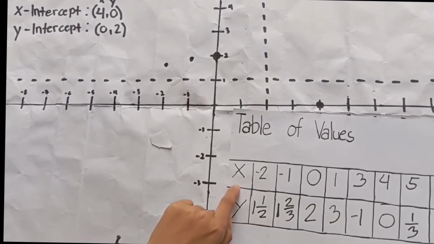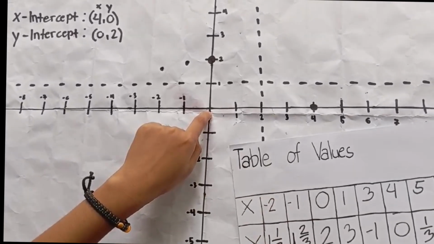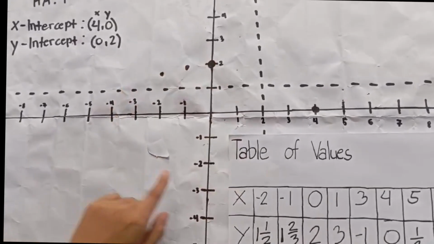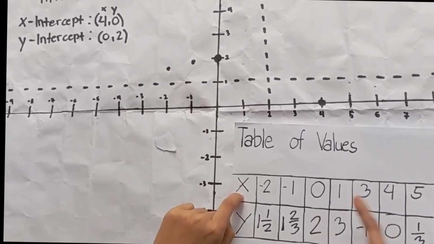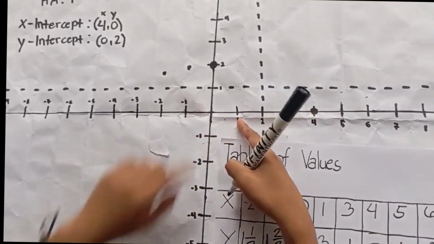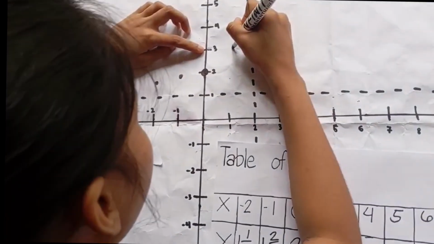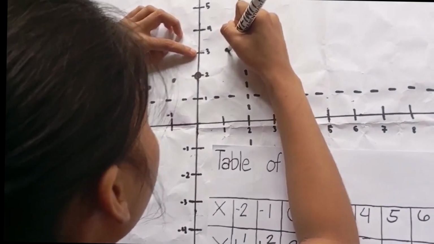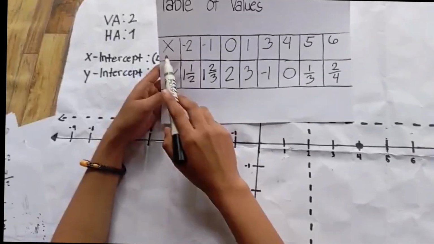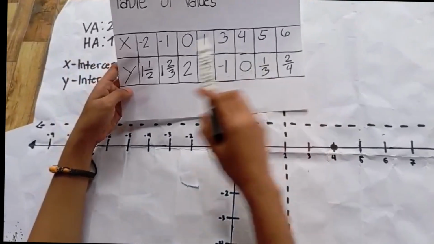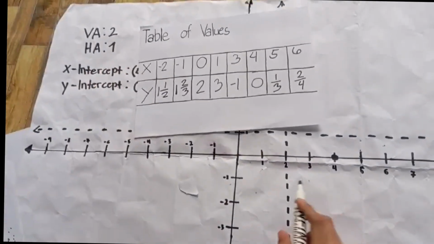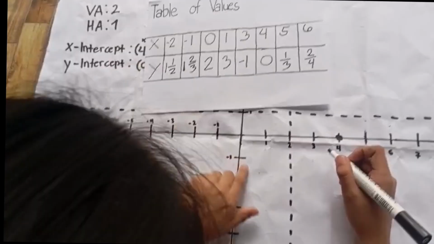So next is x is equal to 0 and y is equal to 2. And next is x is equal to 1 and y is equal to 3. Next is x is equal to 3 and y is equal to negative 1.